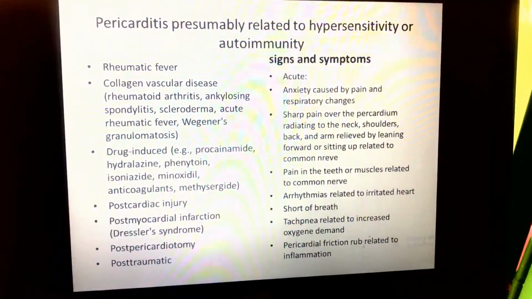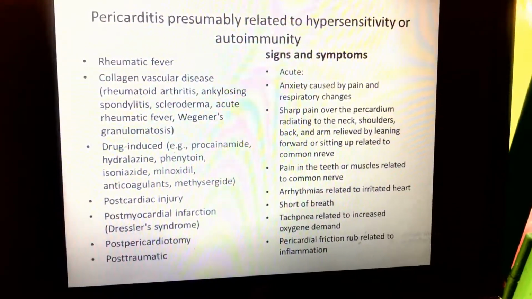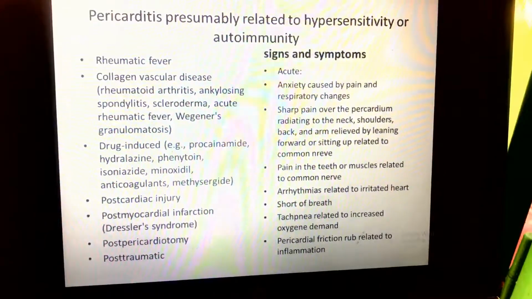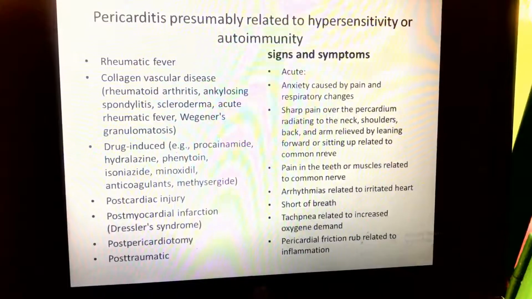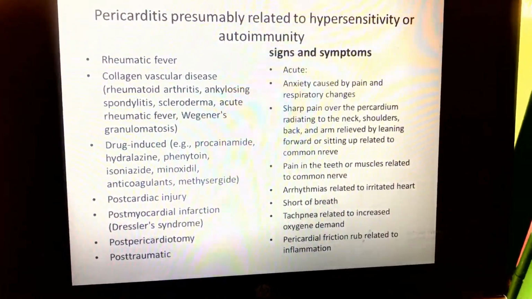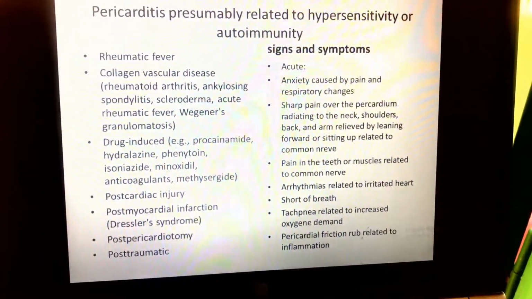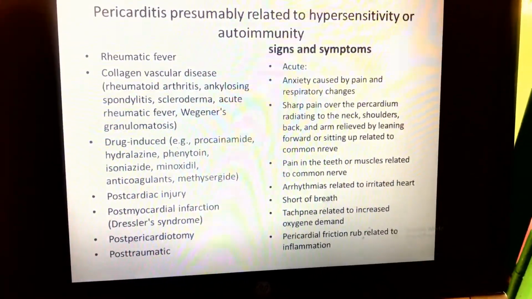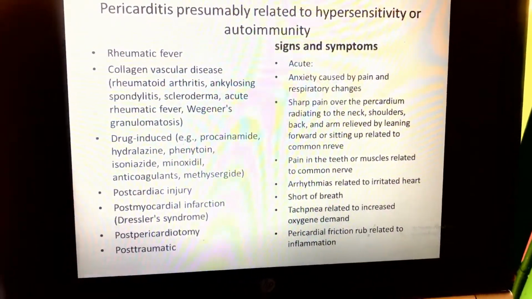Here, the client can complain of chest pain. Now, chest pain that radiates to the neck, to the shoulder, back, and arm will really be related to pericarditis. Pain in the teeth also, muscle pain related to the vagus nerve. Arrhythmias related to irritated heart, shortness of breath. Tachypnea related to increased oxygen demand. Pericardial friction rub related to inflammation.